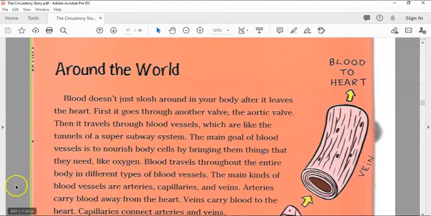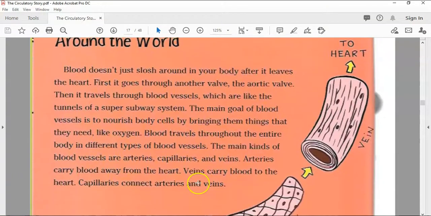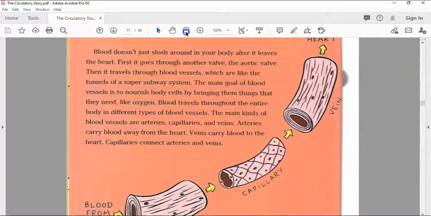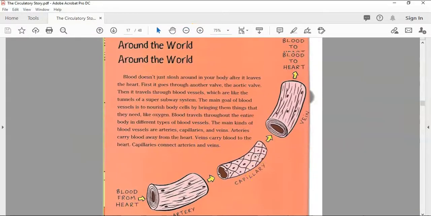Blood travels through the entire body in different types of blood vessels. The main kinds of blood vessels are arteries, capillaries, and veins. Arteries carry blood away from the heart. Veins carry blood to the heart. Capillaries connect the arteries. So boys and girls, I'm going to zoom out. Why did the author include this diagram?